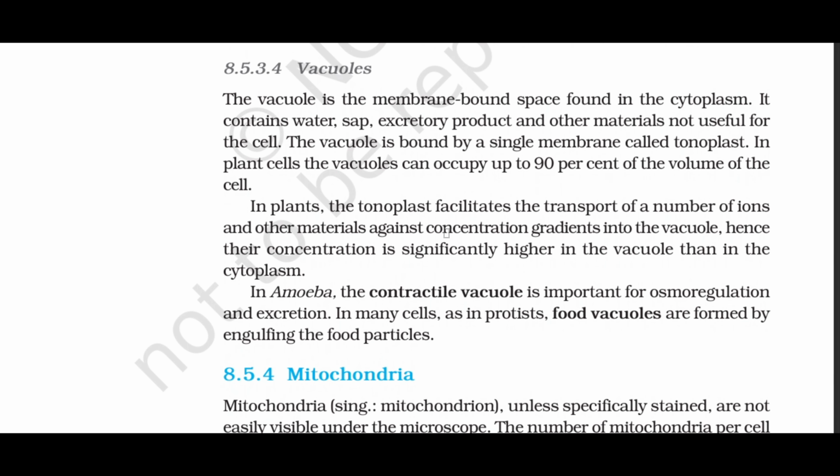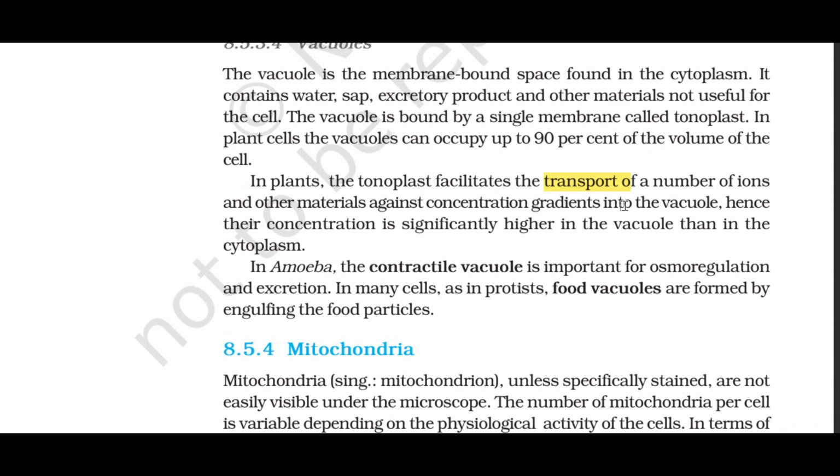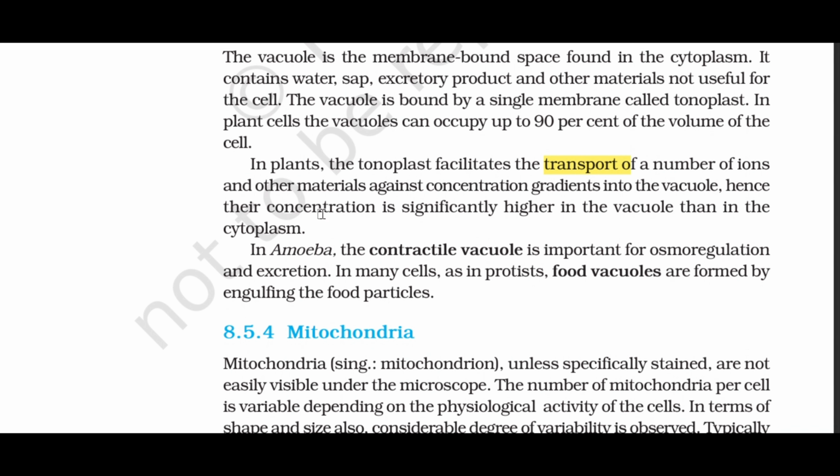8.5.3.4 Vacuoles. The vacuole is the membrane-bound space found in the cytoplasm. It contains water, sap, excretory product and other materials not useful for the cell. The vacuole is bound by a single membrane called tonoplast. In plant cells, the vacuoles can occupy up to 90% of the volume of the cell. In plants, the tonoplast facilitates the transport of a number of ions and other materials against concentration gradients into the vacuole, hence their concentration is significantly higher in the vacuole than in the cytoplasm.